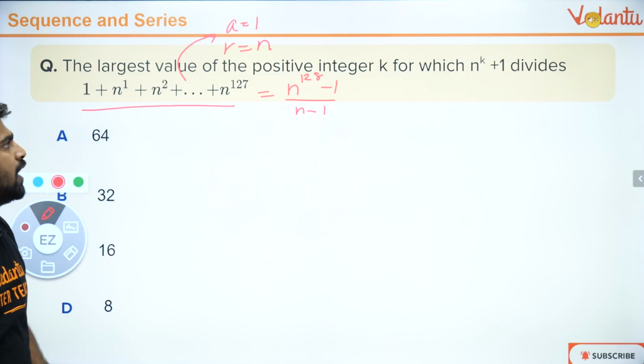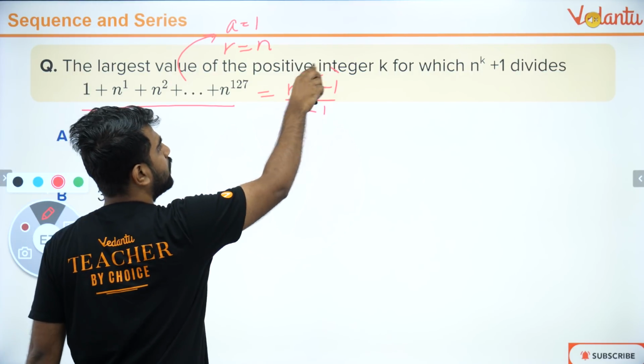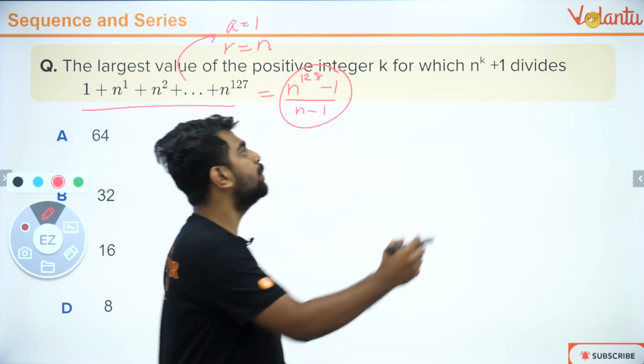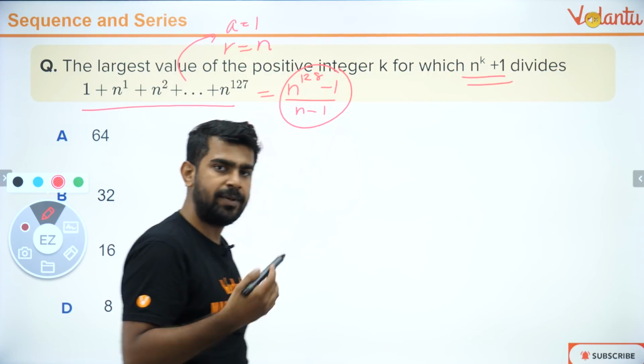So now what will I do? I know this is my expression which is given to me. Isn't that correct? I have to factorize it now. Only then I can bring a factor of this form. So let me factorize it.